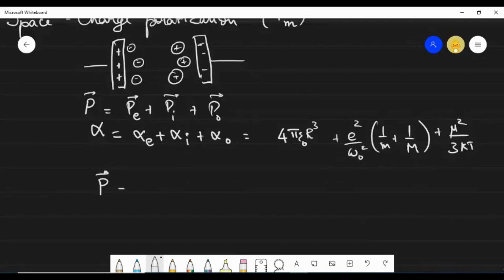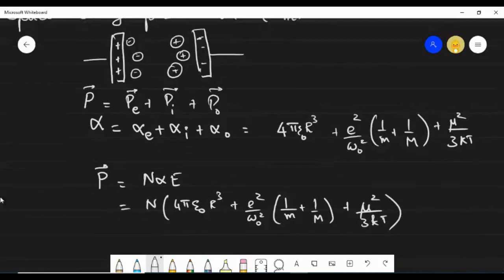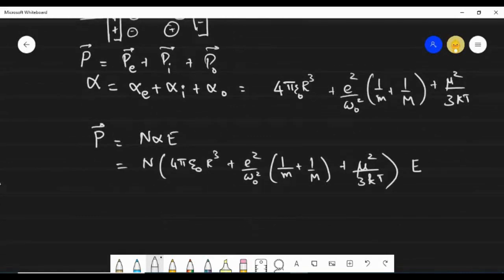Substituting these values, we have P equal to n alpha E, which is n times 4 pi epsilon naught r cube plus e square by omega naught square, where omega naught is the natural frequency of the oscillator, into 1 by m plus 1 by M plus mu square by 3kT. This expression for polarization is called the Langevin-Debye equation.